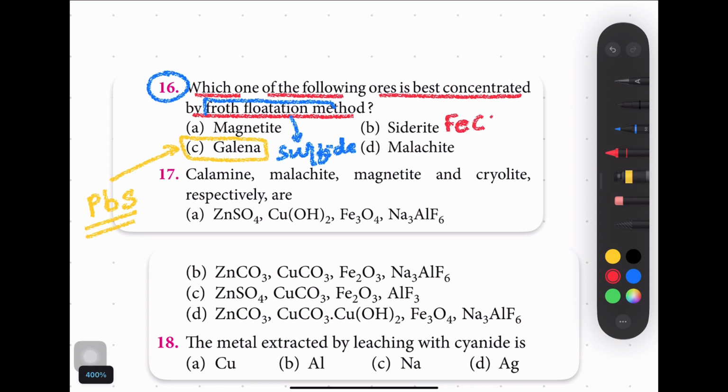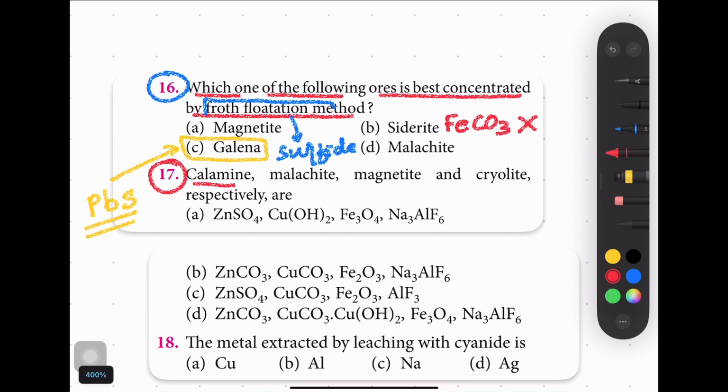Siderite is FeCO3, a carbonate ore, so we can't use it. Malachite is a cupric hydroxide carbonate, and this basically will not be used. And magnetite is Fe3O4, will not be used. Okay, now coming to the next question, question number 17.